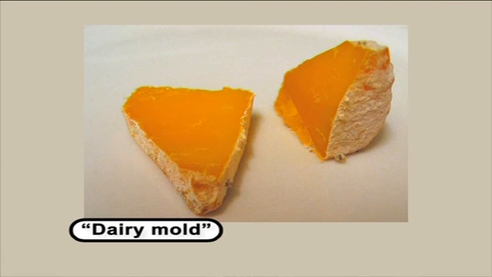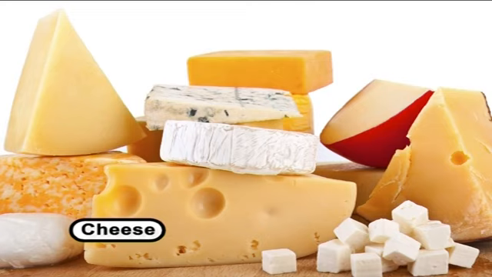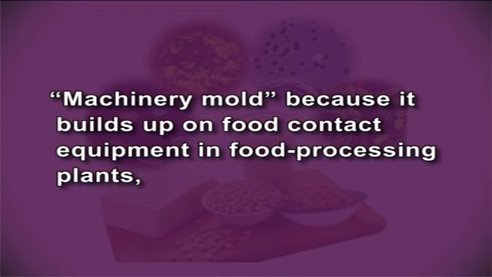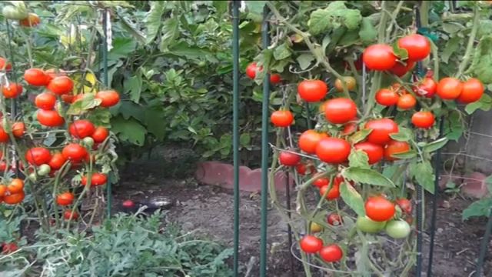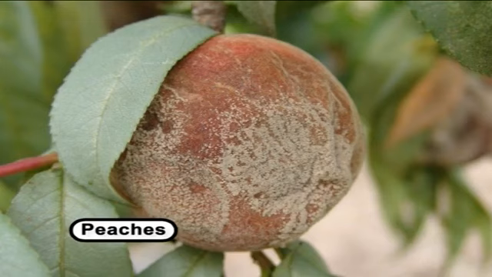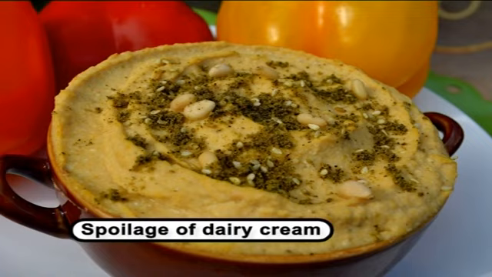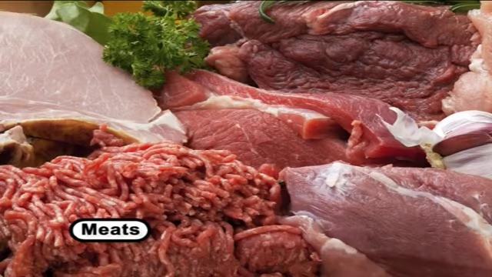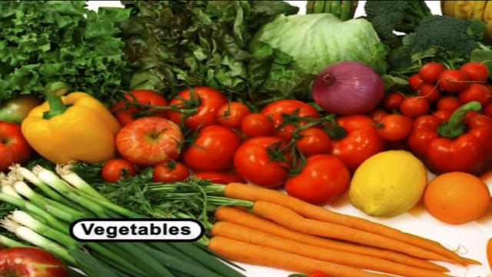Geotrichum. It is variously referred to as dairy mold because it imparts flavor and aroma to many types of cheeses, and as machinery mold because it builds up on food contact equipment in food processing plants, especially tomato canning plants. They cause sour rot of citrus fruits and peaches and the spoilage of dairy cream. They are widespread and have been found on meats and many vegetables. Some participate in the fermentation of gari.